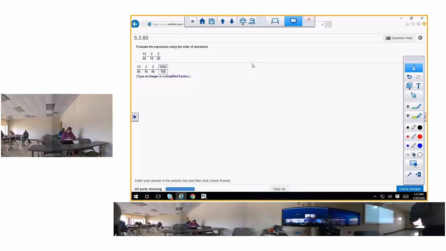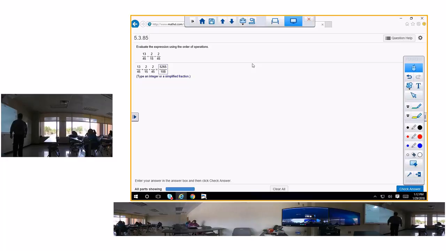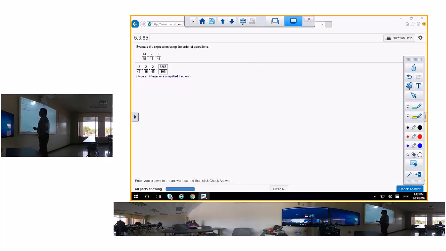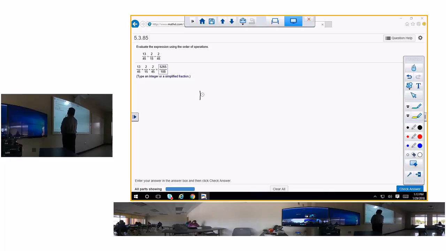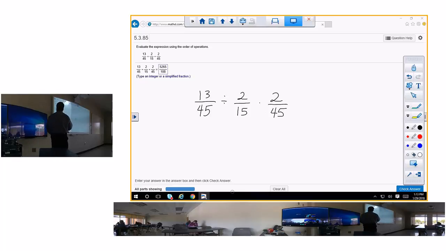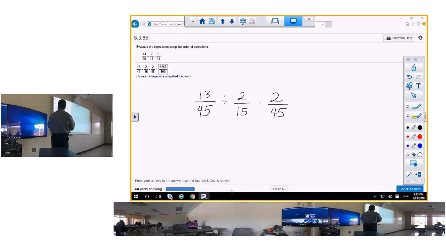So what are you going to do first? You got brother and sister, so you go left to right. Left to right. 13/45 divided by 2/15. This is a prime example of one where you get different answers because people think you do something else. Please excuse my dear Aunt Sally. Left to right. So I'm going to do this first.